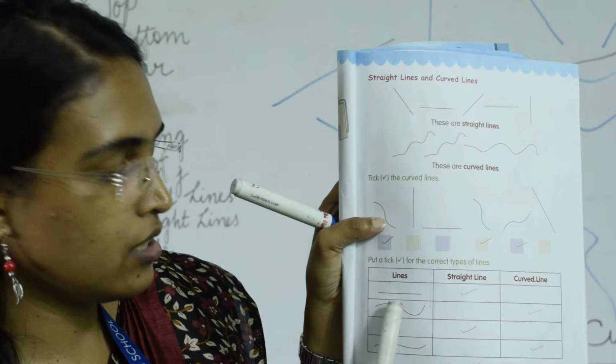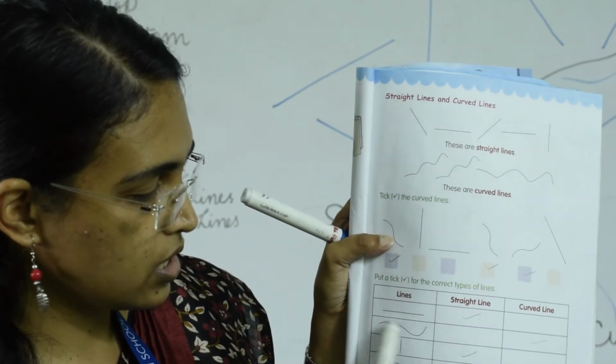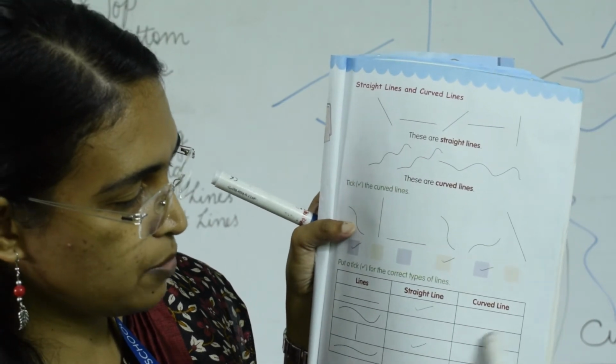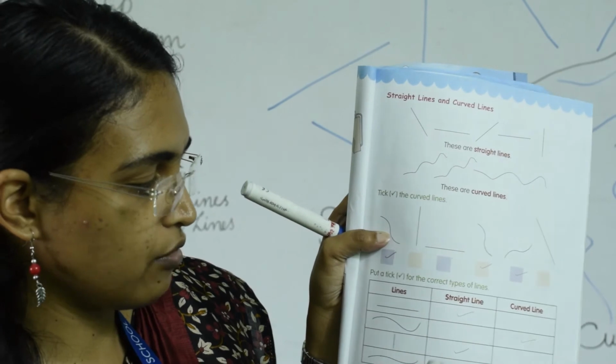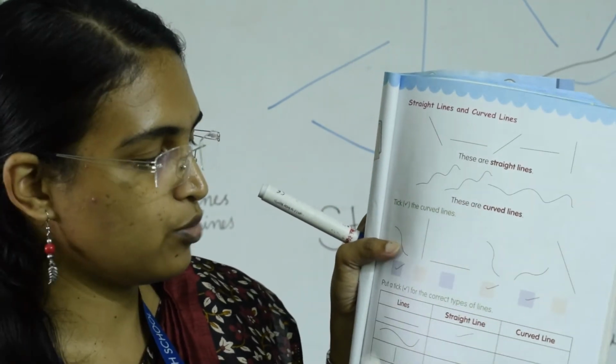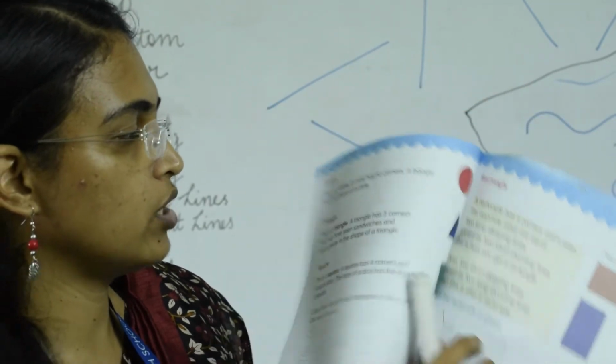Now next one is a curved line. Can you see the line? It is not straight, right? It looks like this. So this is a curved line. So tick in this part. Now this one is a straight line, tick here. This one is a curved line, tick here. Okay, in this way you have to do these sums. Now turn the page, come to the next page.